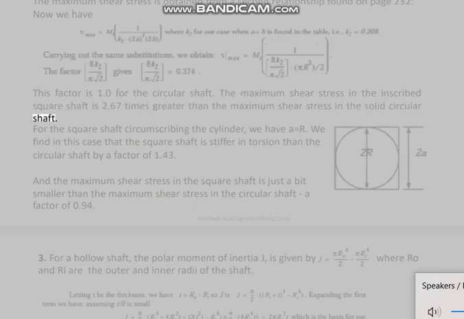For the square shaft circumscribing the cylinder, we have a is equal to R. We find in this case that the square shaft is stiffer in torsion than the circular shaft by a factor of 1.43. And the maximum shear stress in the square shaft is just a bit smaller than the maximum shear stress in the circular shaft, a factor of 0.94.